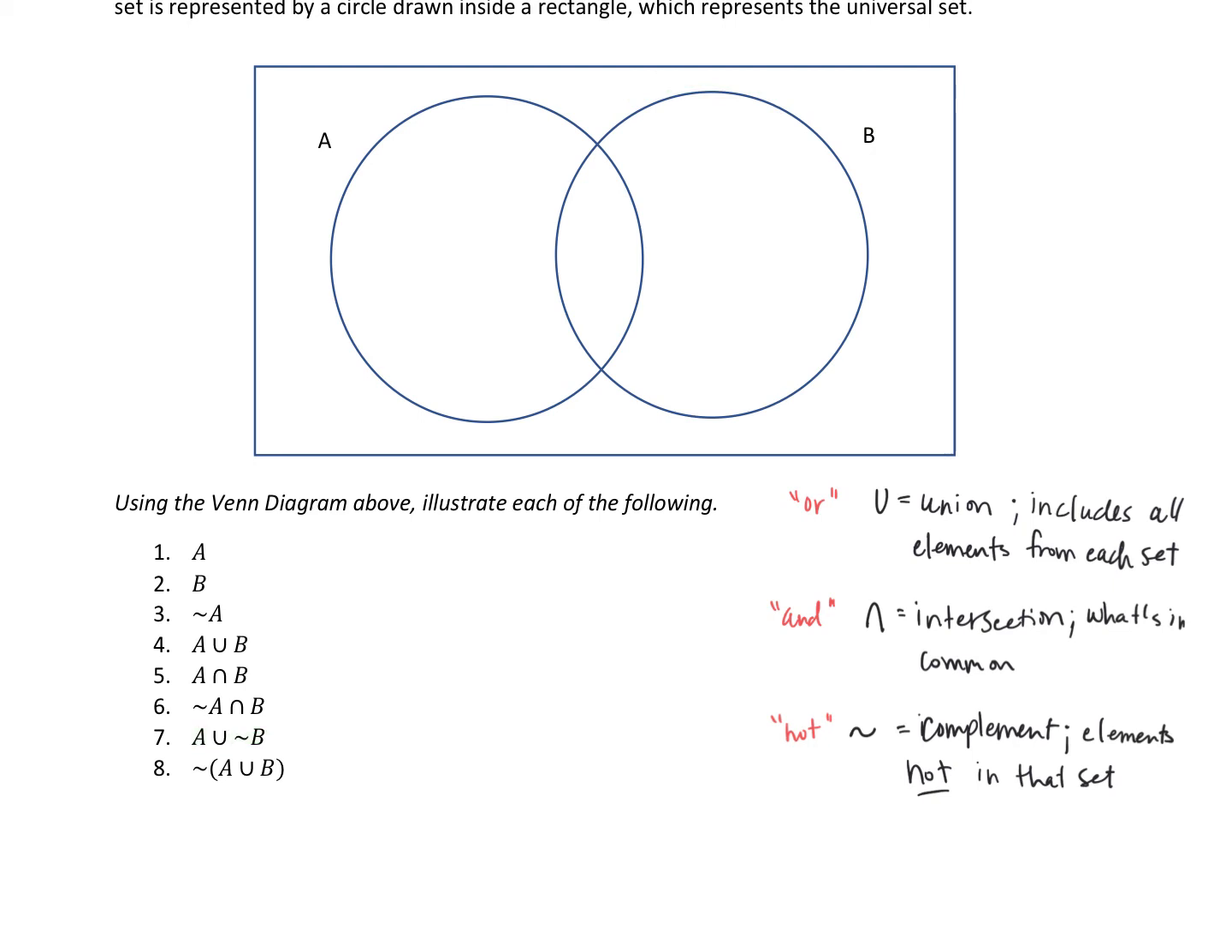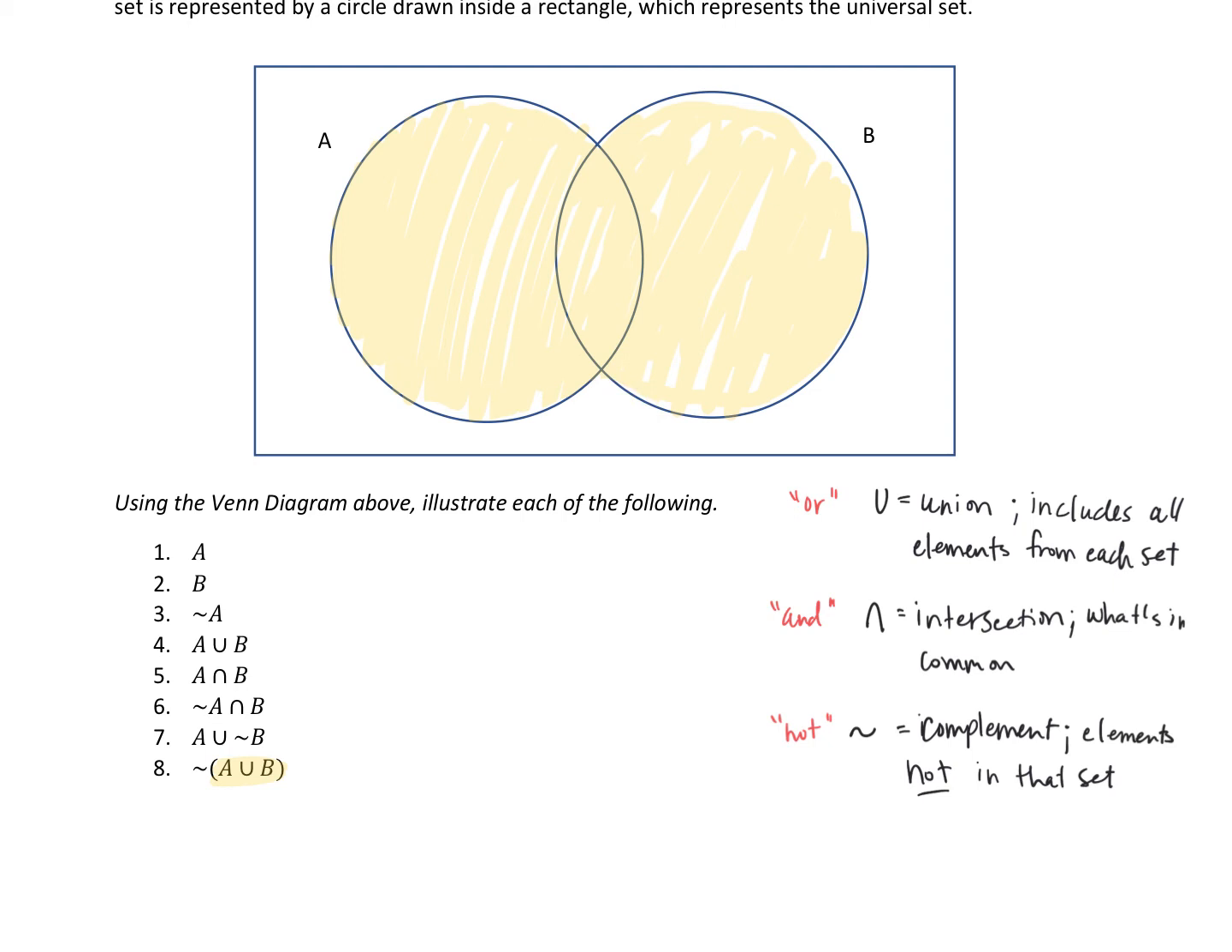Okay, 8, we have A union B, and then we're going to do the opposite of that, right? So A union B, that's in the parentheses, so I would do that first. So that would be anything that lies within either of these circles. And I'm getting slightly out of the lines, but hopefully you get the idea that it's everything within these circles. Okay, so that's A union B.